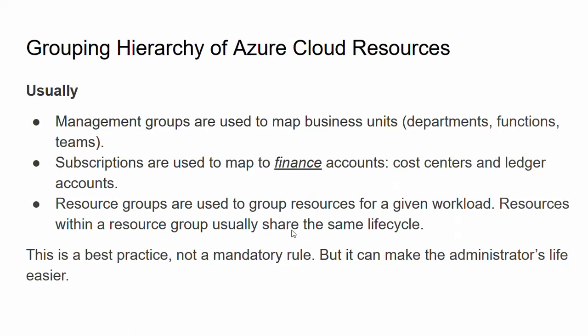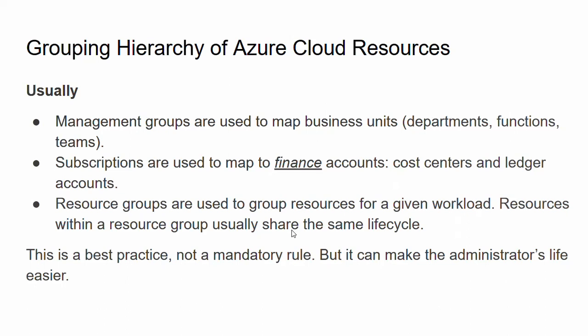Usually, you use the management group to map business units, like business departments, business functions, business teams, and teams have the ability to spend some money, right? Each department has multiple finance accounts, usually called cost centers, and have some ledger accounts. These cost centers can be mapped into subscriptions. A subscription is created to map to cost centers so that you see the cost, you see the utilization, and you can set up the limit of spending.